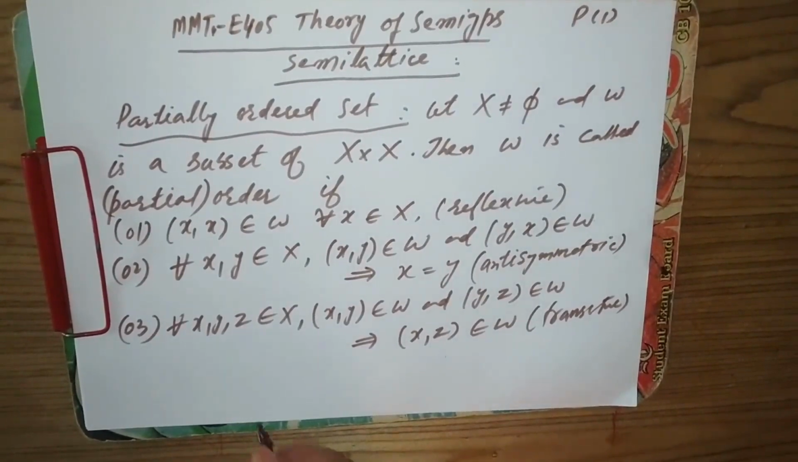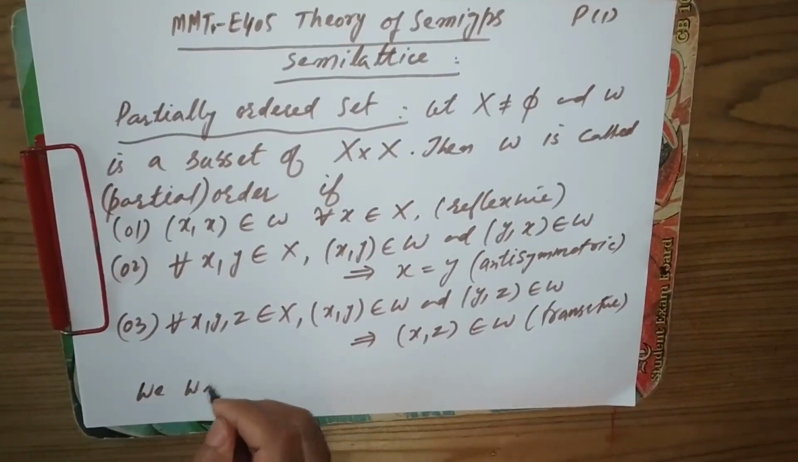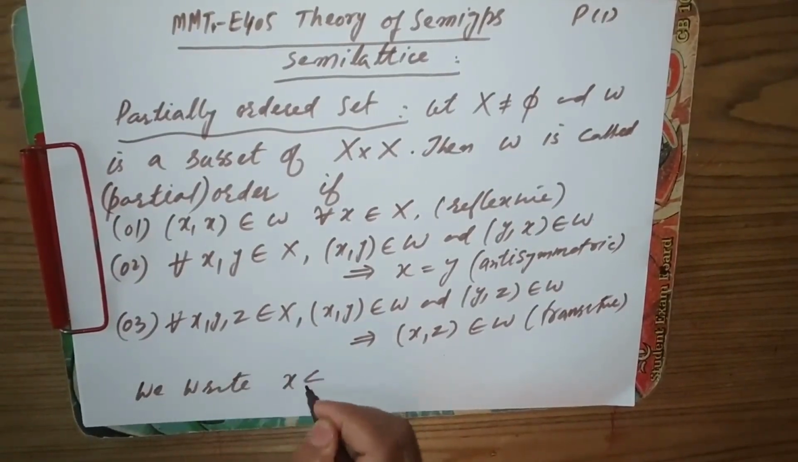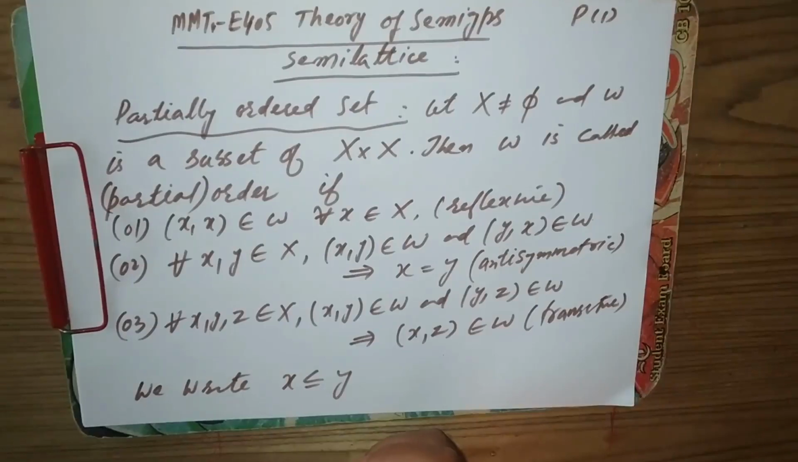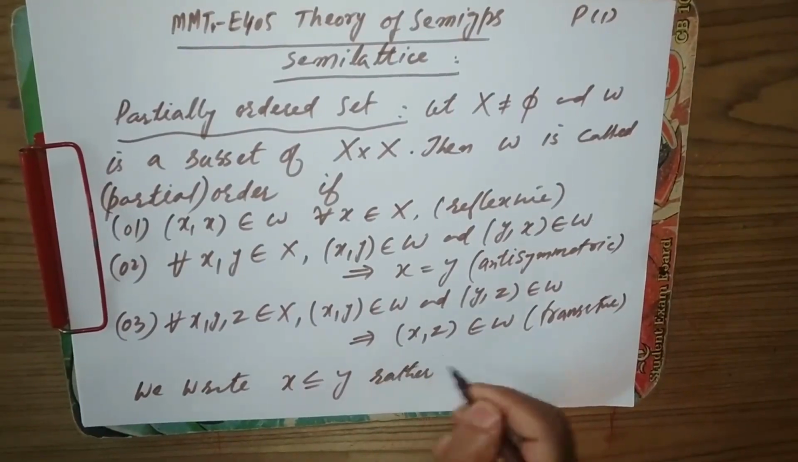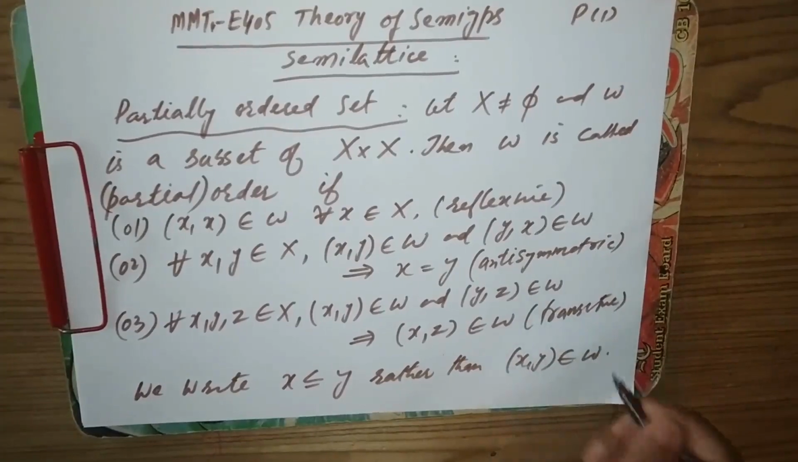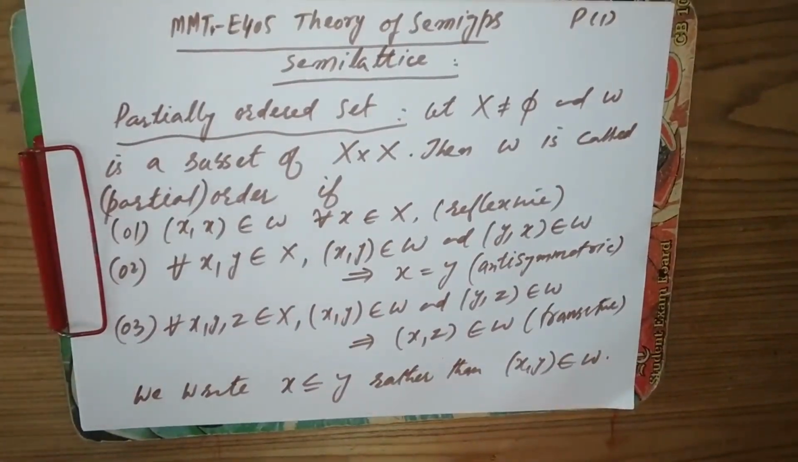And this omega is usually denoted by x less or equal to y. We write x less or equal to y rather than (x, y) belongs to omega. So whenever (x, y) belongs to omega, we write x less or equal to y. So this partial order relation is usually denoted by that less or equal to notation.